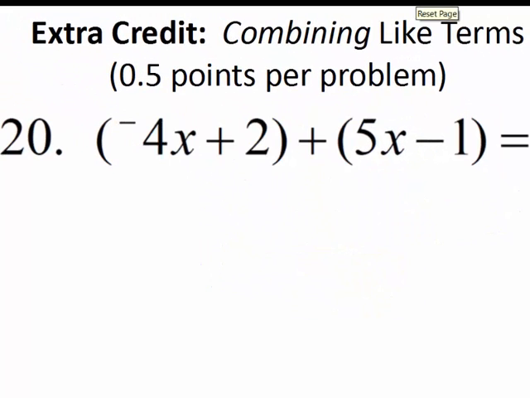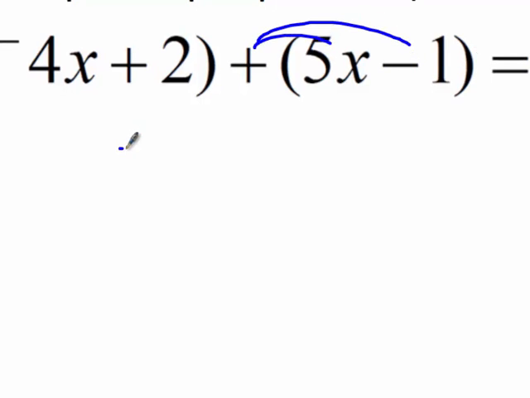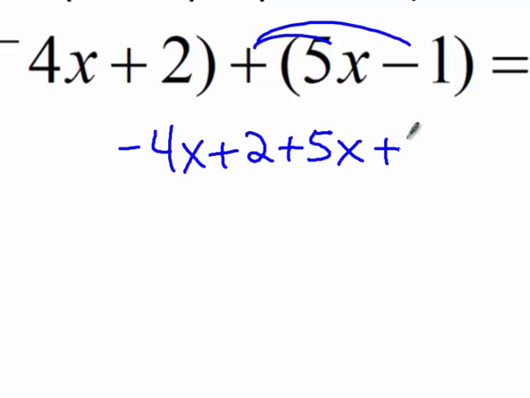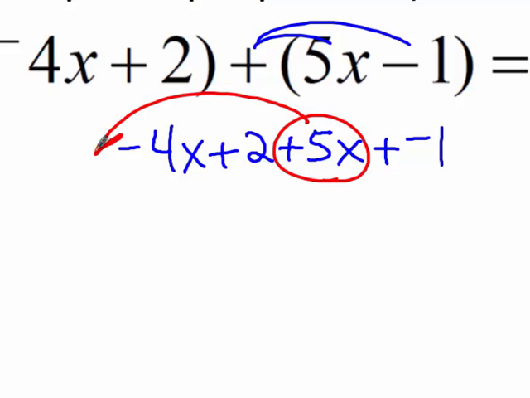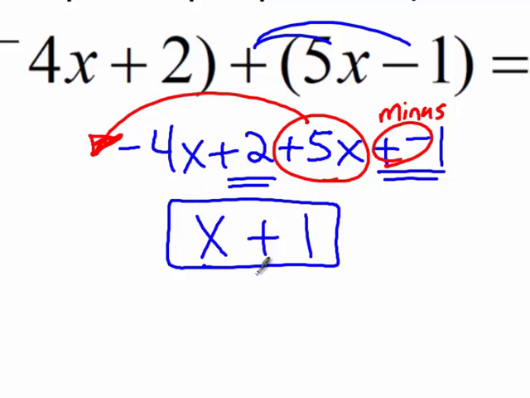Number 20, we have the quantity negative 4x plus 2 plus the quantity 5x minus 1. Rewriting this, we have a negative 4x plus 2 plus 5x plus negative 1. We have 5x minus 4x. 5x minus 4x is 1x. And we have 2 plus a negative 1. But instead of plus a negative 1, we can say minus. That's nice and convenient. 2 minus 1 is 1. So the simplified algebraic expression is x plus 1.